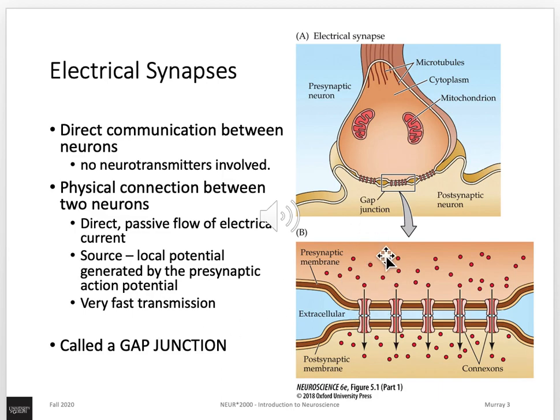And this is where you can take a good look at the connexons, which are the channels that span both the presynaptic membrane and the postsynaptic membrane. And they create a channel which the electrical currents can pass through this gap junction here.